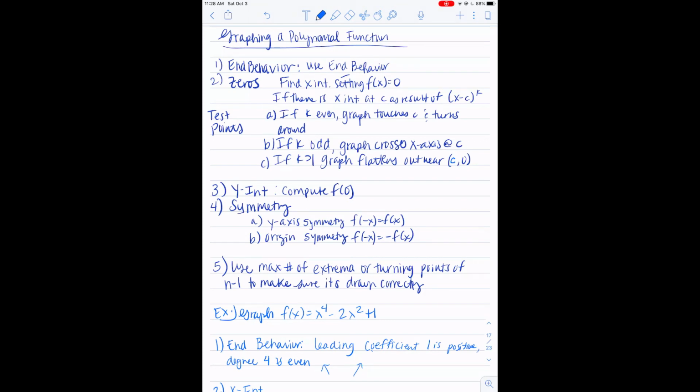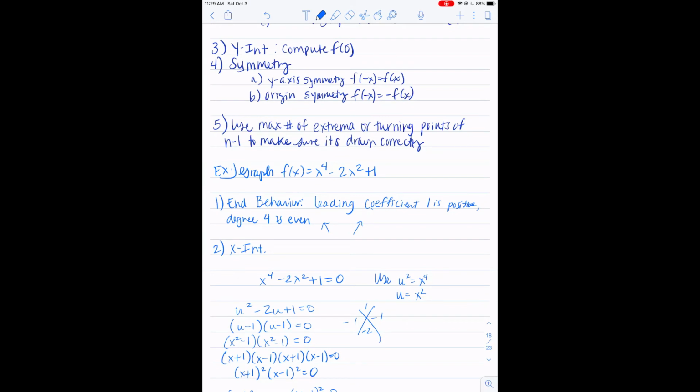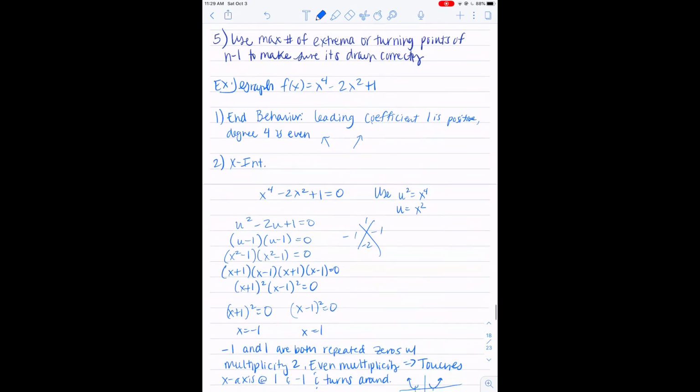Okay, and then we could also use test points, test x points to see what value of y we're going to get, if it's below the x-axis or above the x-axis, if we were also curious about doing this. Okay, and then we have our y-intercept. We're going to compute f of 0, and then we could also look at symmetry. So we could see if it has y-axis symmetry or origin symmetry. And then we could check if our graph is correct by using the maximum number of extrema or turning points, n minus 1, to make sure it's drawn correctly.